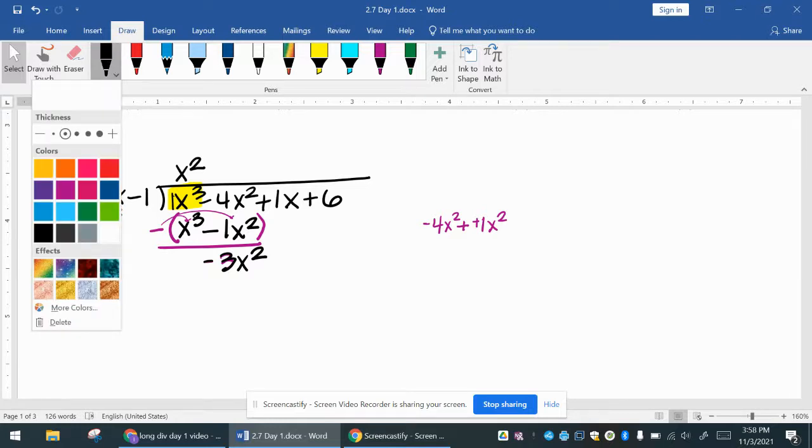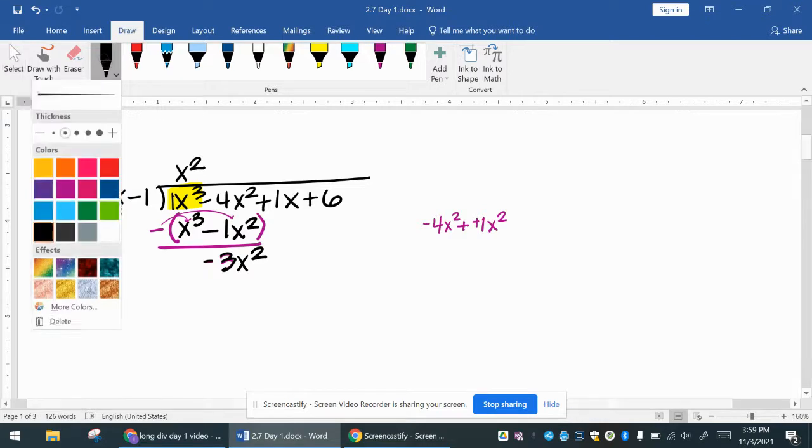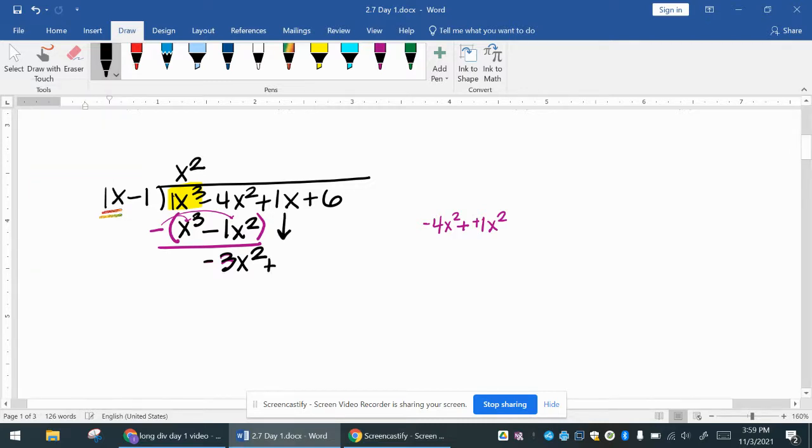Honestly, that's the trickiest and toughest part of long division because you have to make sure you keep track of that subtraction, okay? Okay, so now your next step is to bring down the next term. We're going to repeat the process.